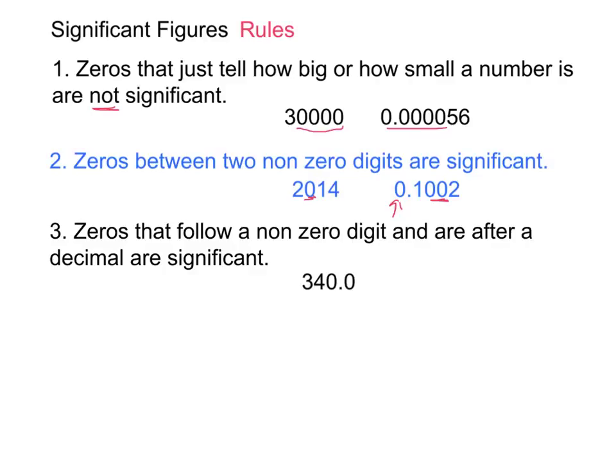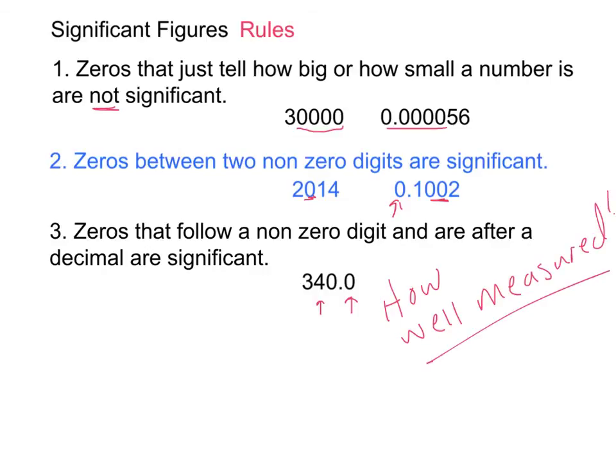Okay, so as you look at this one, this 0 is after a decimal, but it's after a number. So this tells me how well I measured it. I like to look at that. How well did I measure? If it tells me how well I measured it, then it is significant. So I measured to the 10th place, and that is significant. The 0 before the decimal is significant because it's after a number, and there's a 0 after the decimal. So I have made that clear.